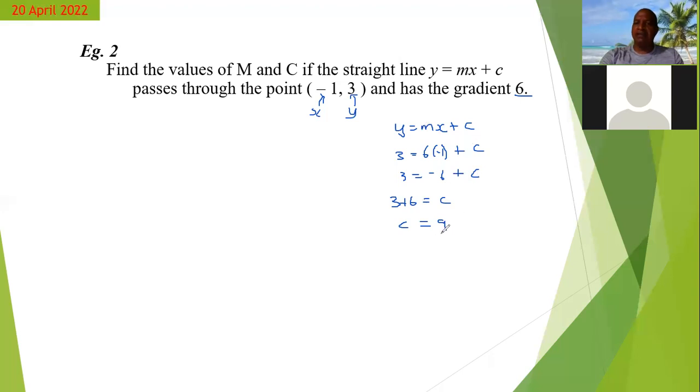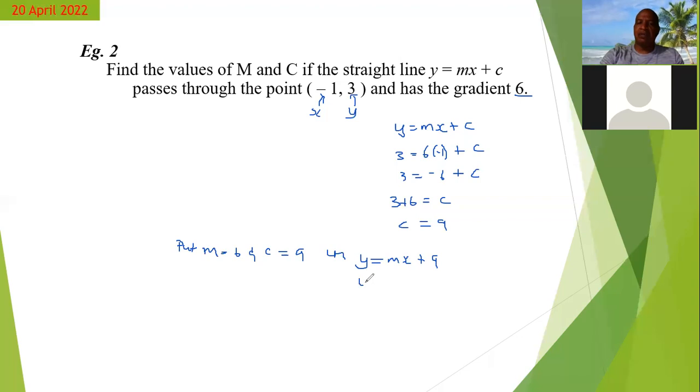Now, once we know c and we know m, when we're writing the equation, we are only substituting the value for m and the value for c. So what we are doing now is to put m equal to 6 and c equal to 9 in y equal mx plus c. Remember, in the equation, you're not putting in any x or y value now. You're just putting in the gradient value and the y-intercept.